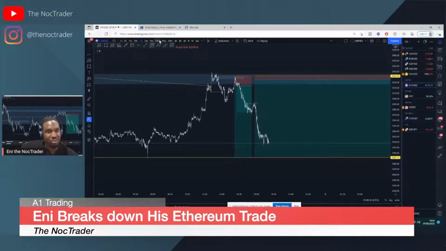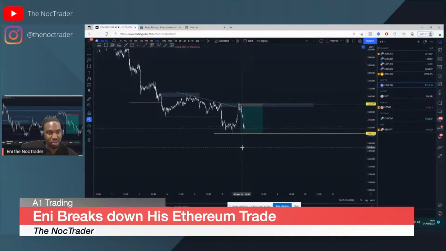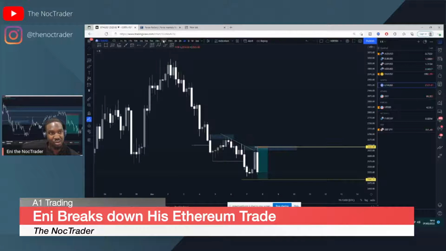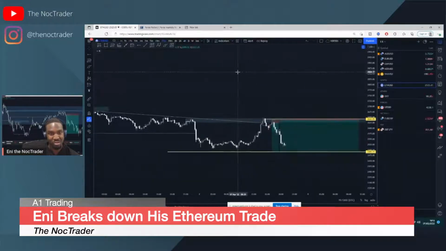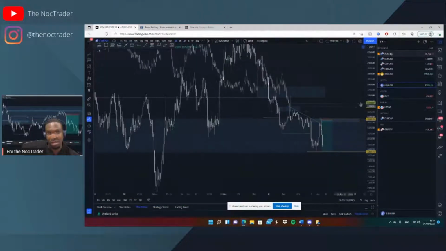But I do expect it to break equal lows, and that will be a good trade if it breaks equal lows. So I'm guessing my take profit is going to be hit pretty much by the time this stream is over, because I'm still in this trade, just waiting for it to break these equal lows. But yeah, I'm in a short and just waiting for it to break. Really, those are the ones I'm looking at.